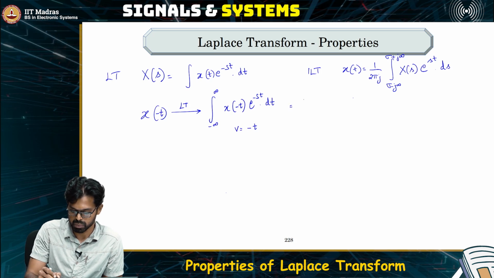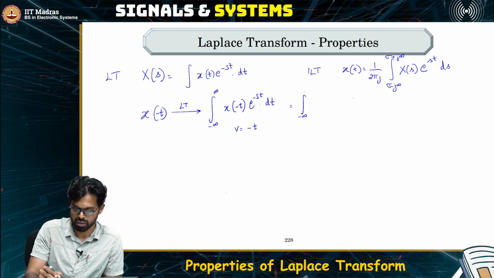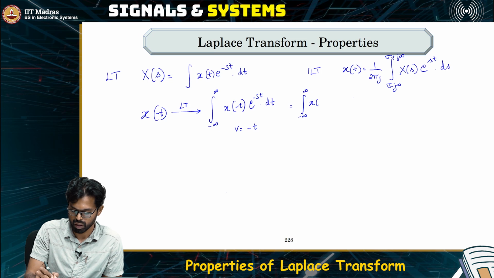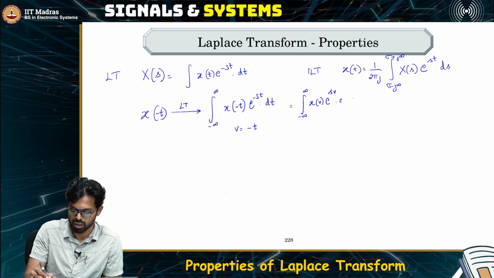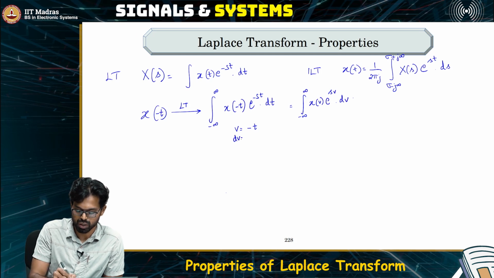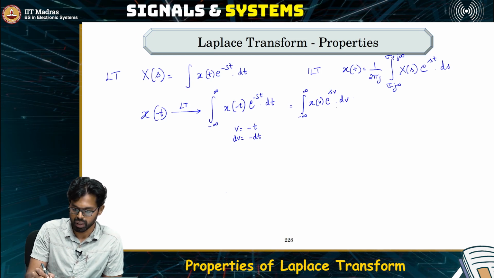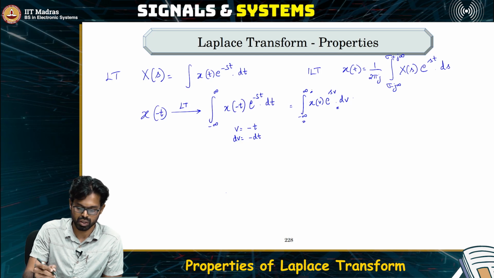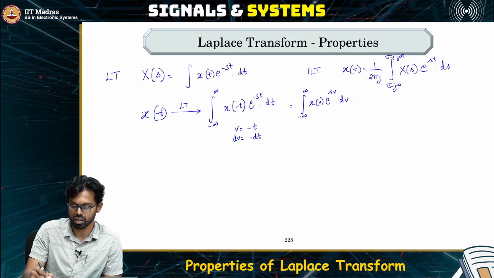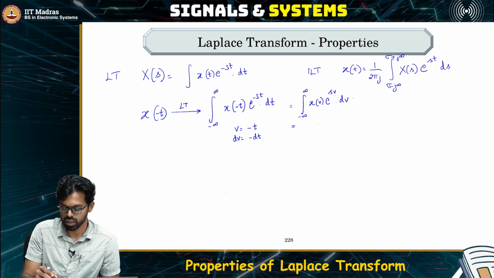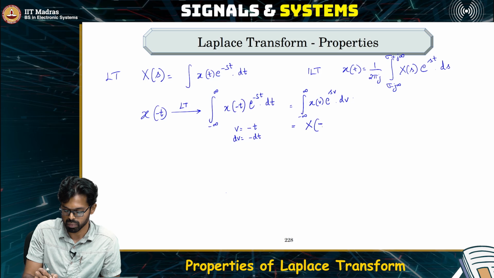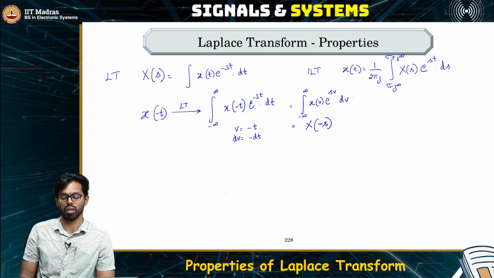So because of which this becomes integral from minus infinity to infinity x of v e power sv dv. We'll get dv equals minus dt. There is a minus sign here, but there is also a change of the limits, so they cancel out one another. So this is what we get. So what is this? This is nothing but x of minus s, right?